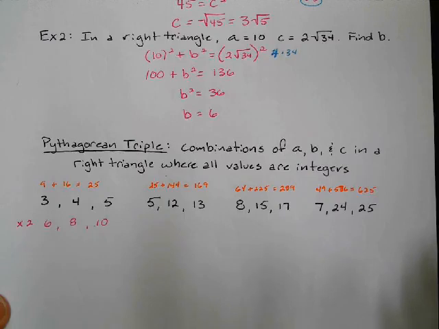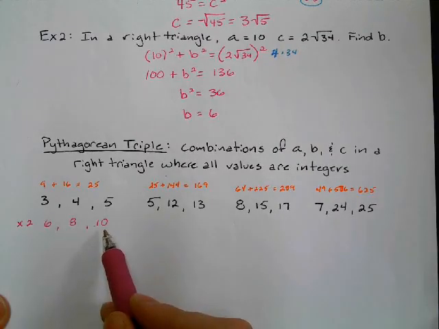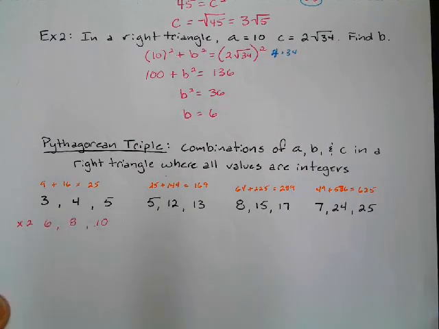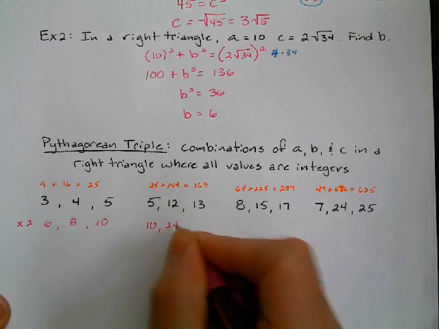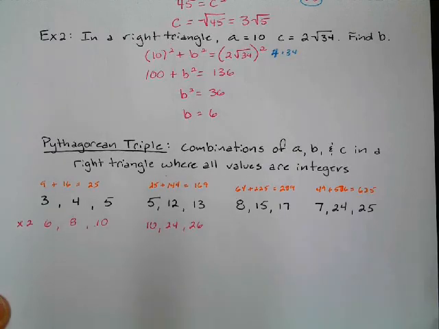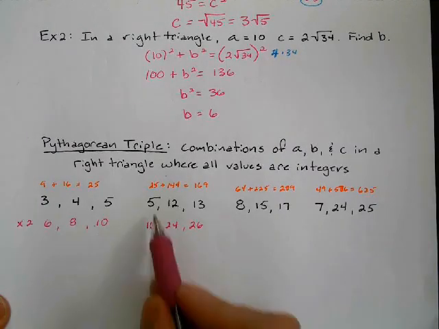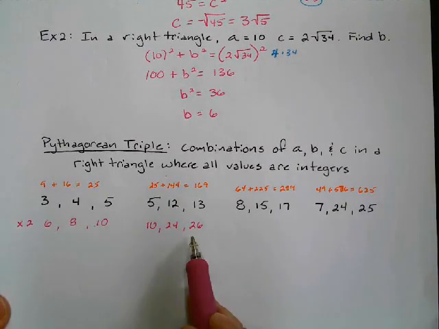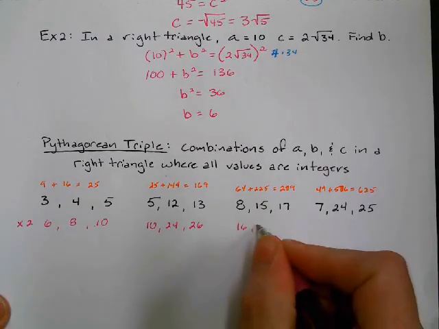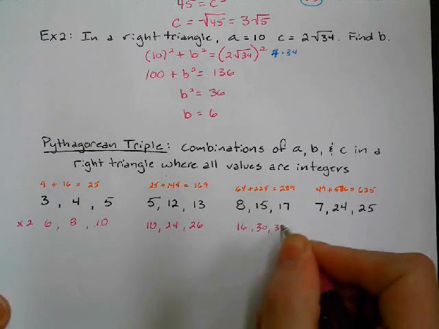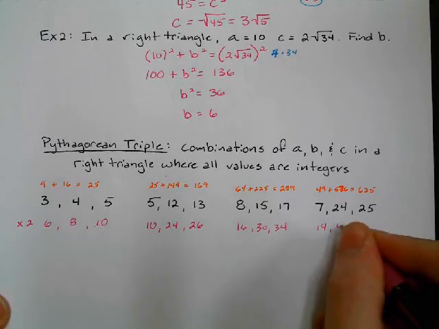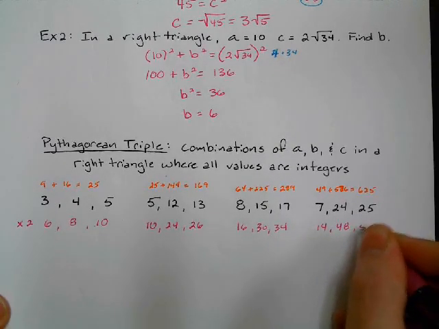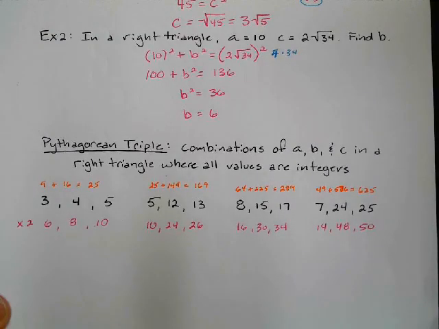So 6, 8, 10 would be a new pattern that I could make off of a 3, 4, 5 triangle. I could do 10, 24, 26. That would be a new pattern that would work because I'm just multiplying these by 2. 16, 30, 34 is a new triple pattern. 14, 48, 50 is a new triple pattern. And you could keep on doing this.